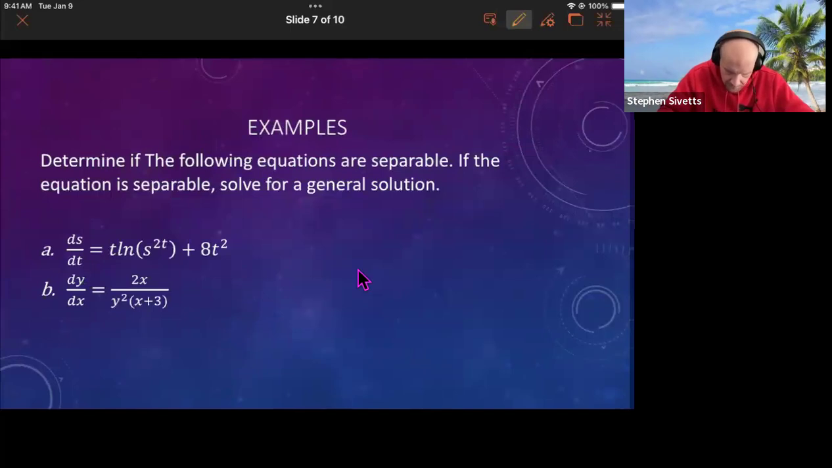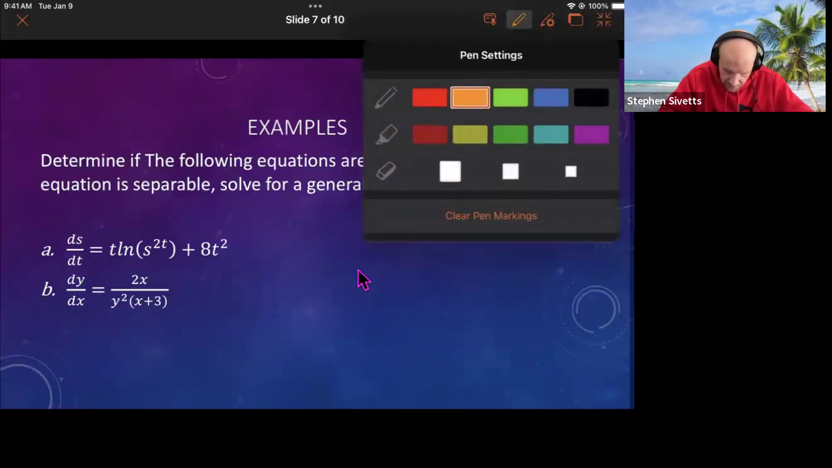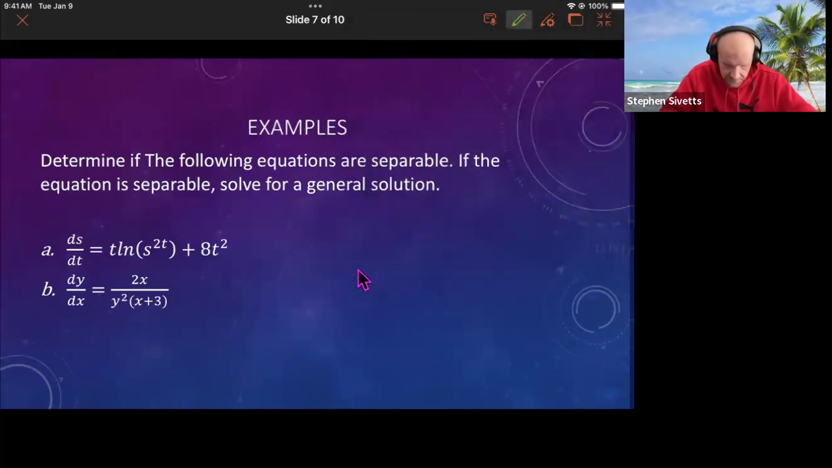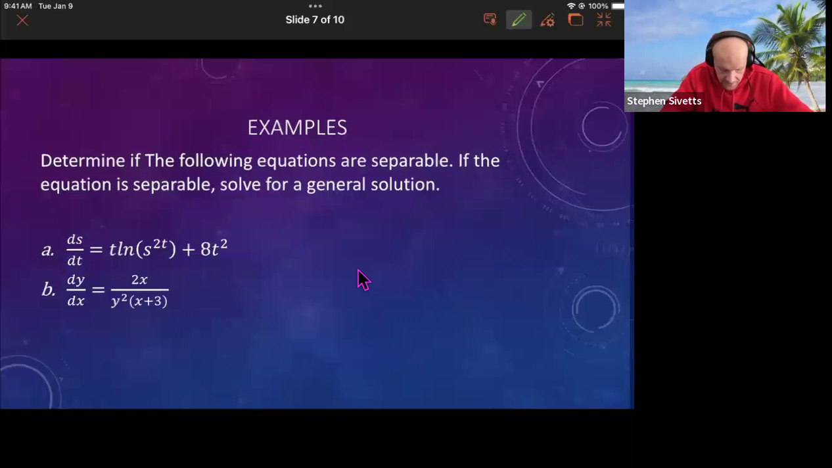So, for example, if you have these two equations, right? In part a, ds/dt equals t times the natural log of s plus a t squared, and in part b, we have dy/dx equals 2x divided by y squared times x plus 3. All right. I want you to pause the video and try to figure out if these two equations are separable or not. If it is separable, try to figure out a general solution.